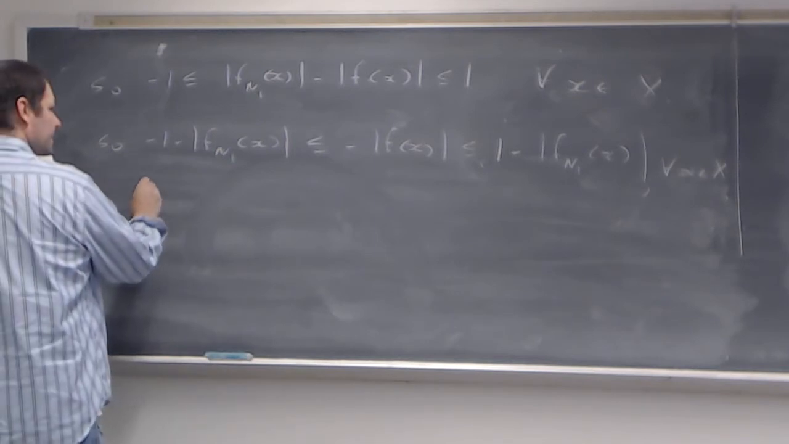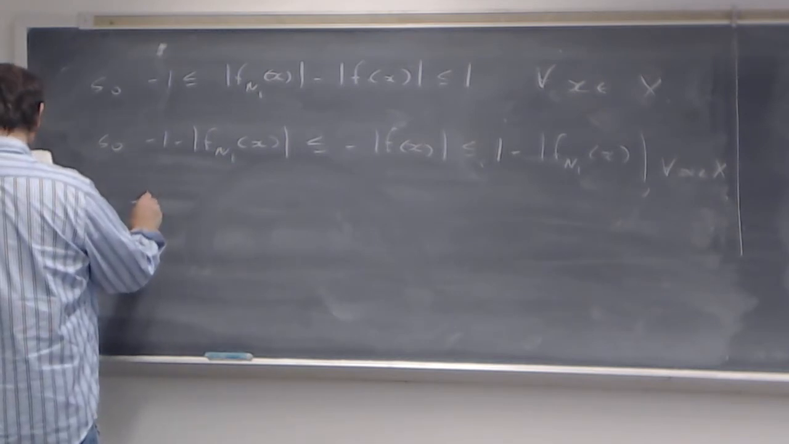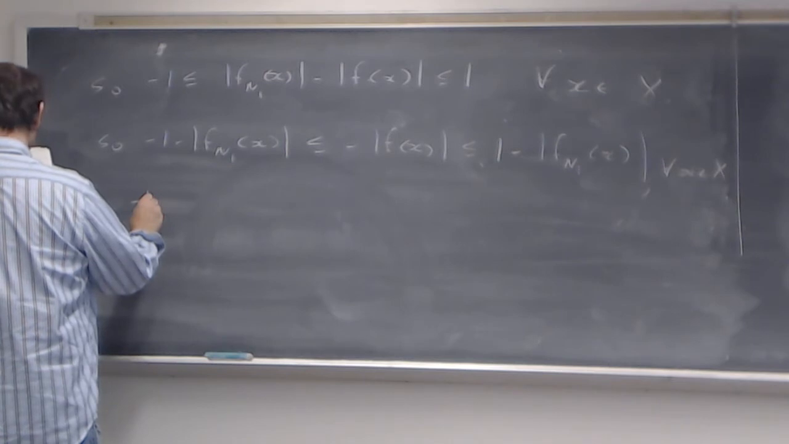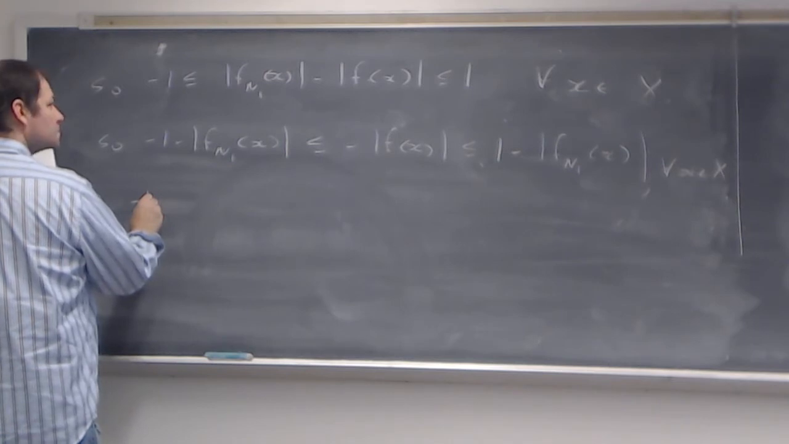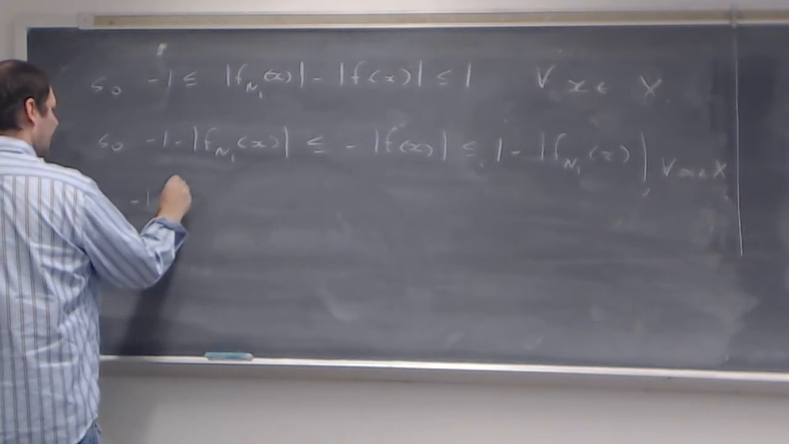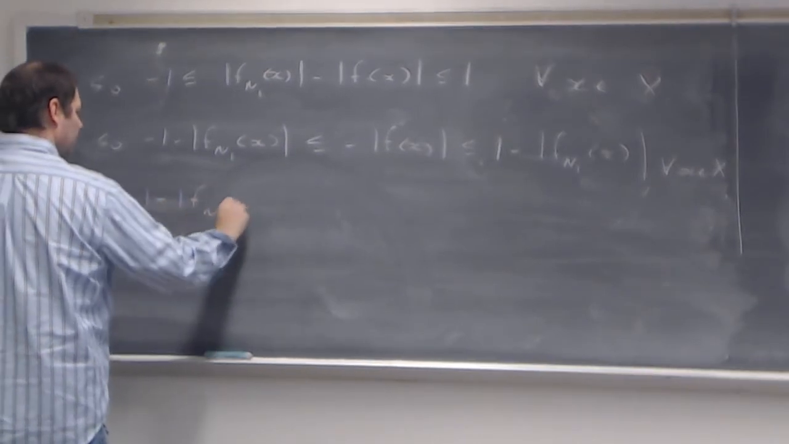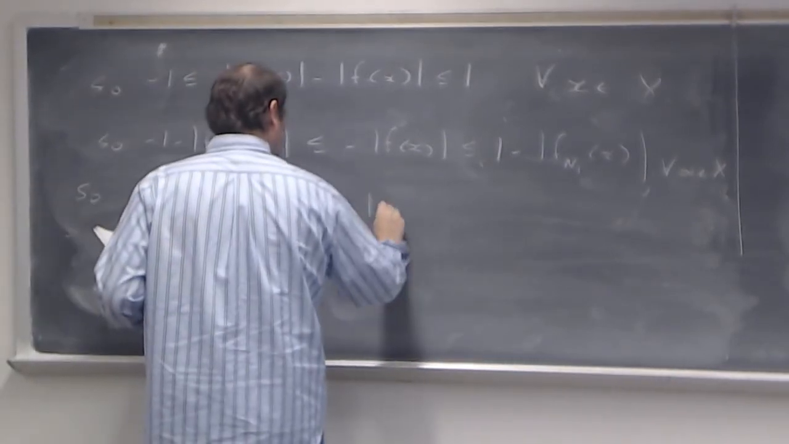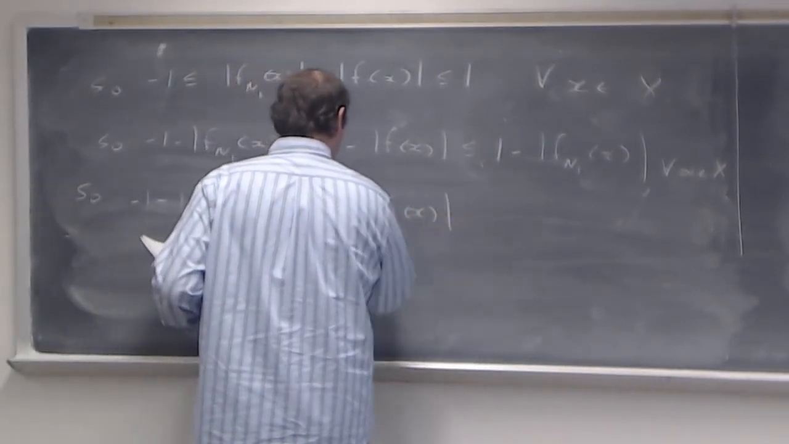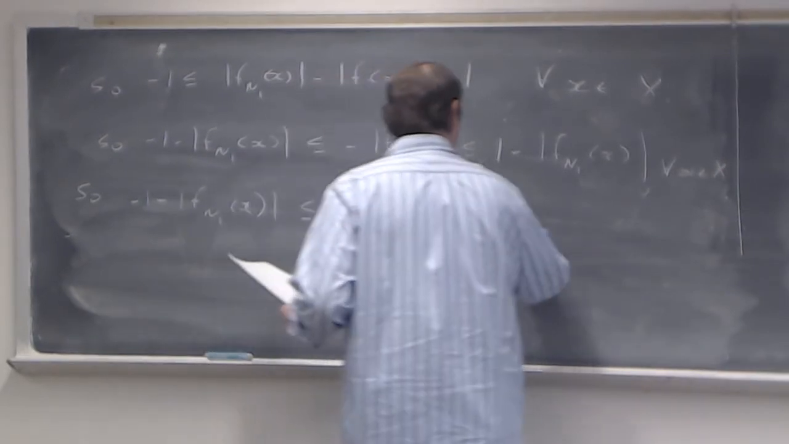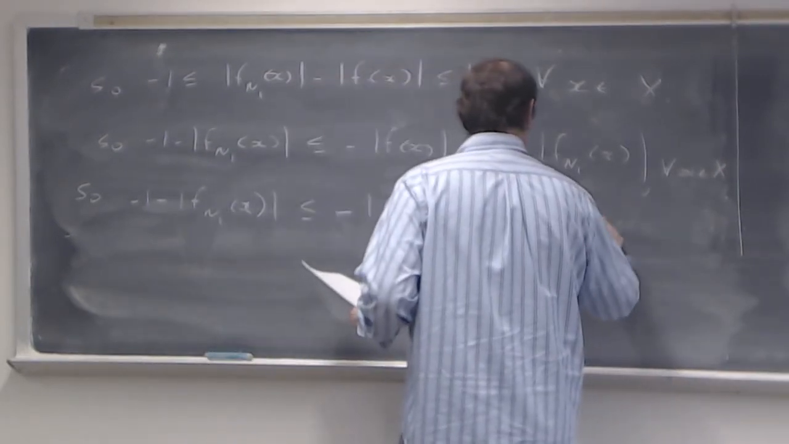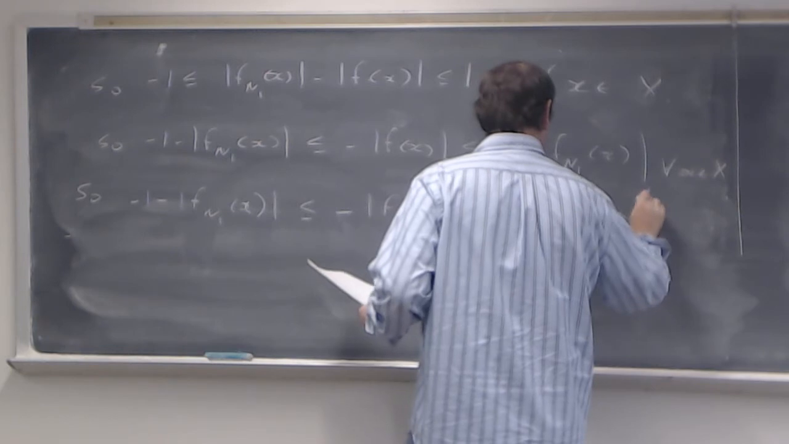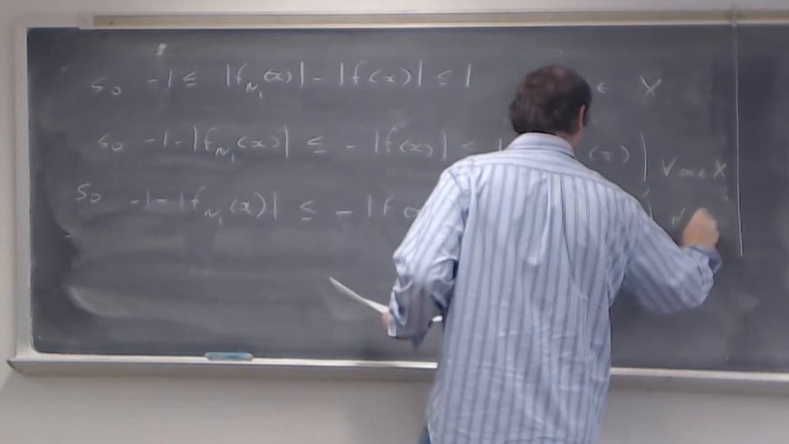So that gives me that minus 1 minus the absolute value of f sub n sub 1 of x is less than or equal to minus f of x, which is less than or equal to 1 plus the absolute value of f sub n sub 1 of x. And that's again true for all x element of X.